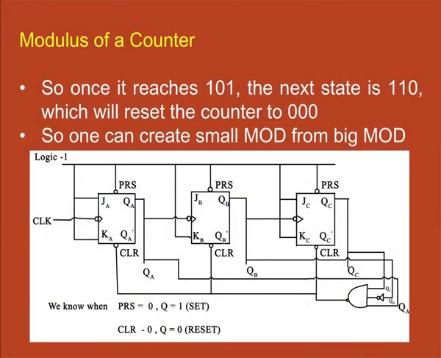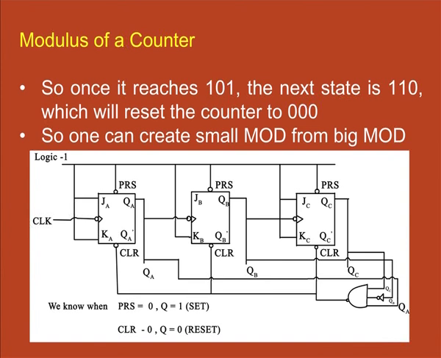So, as I said, we have to have the output as QC, QB and QA. So, once it reaches 101, the next state is 110, which we have to reset as 000, because we want the counter to count till 101, which is the binary converted number of decimal number 5. So, one can create in this way a small mod counter from a larger mod counter.